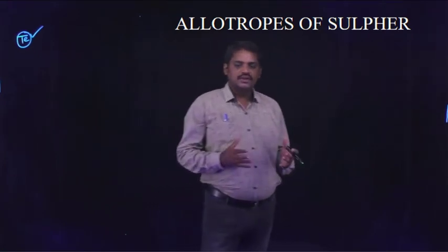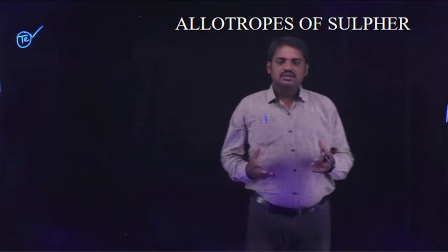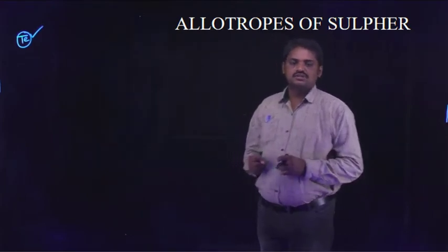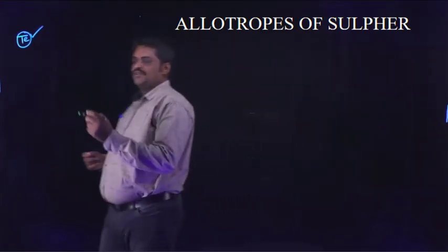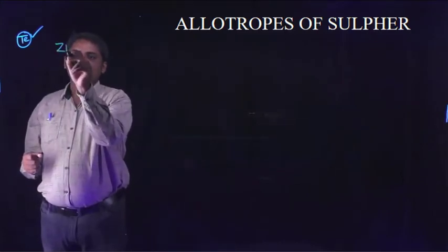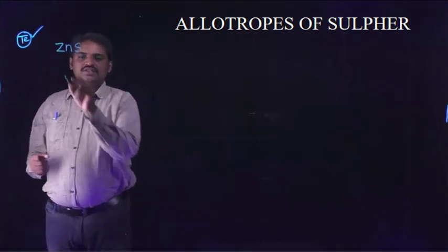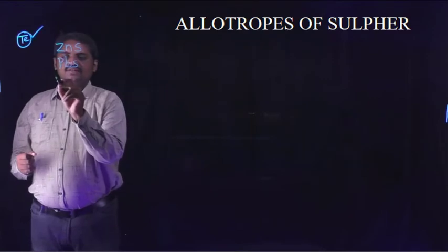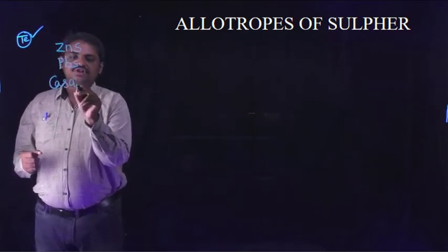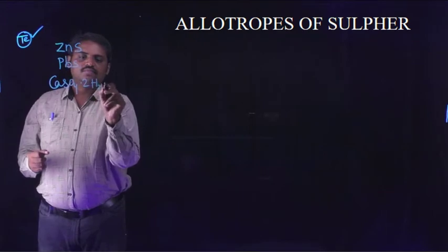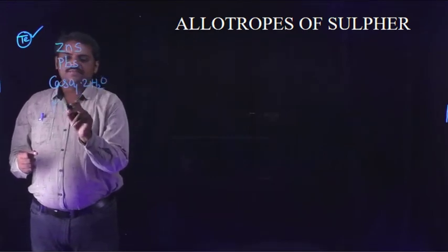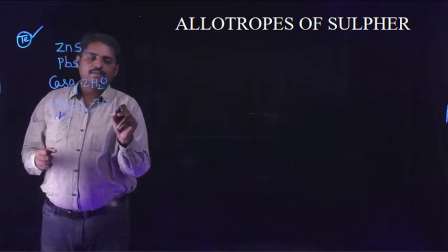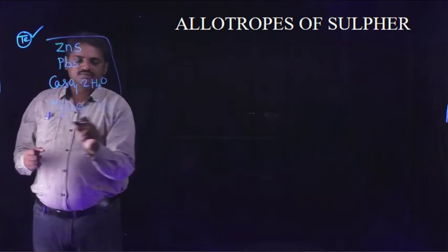Generally, sulfur is available in nature in the form of different compounds. For example, zinc sulfide, lead sulfide, gypsum, and epsom. These are the different sources of sulfur.